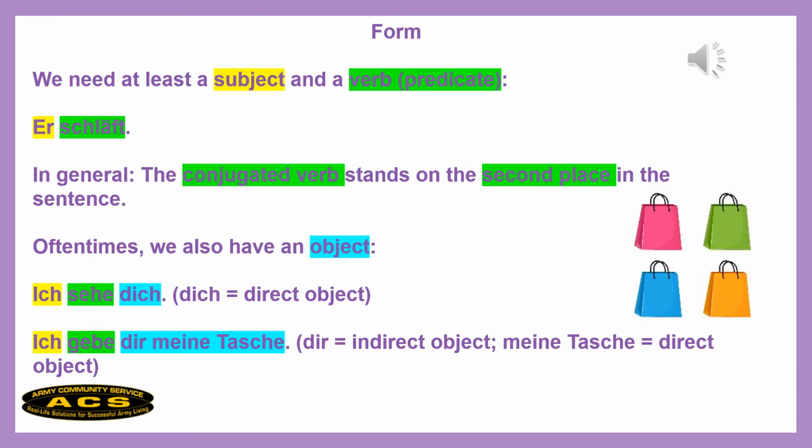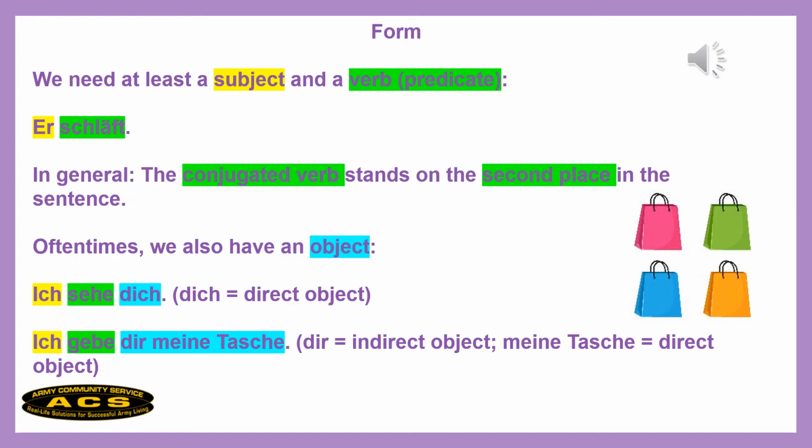To build a grammatically correct statement or sentence in the German language, we need a subject and a verb or predicate. So the example sentence, er schläft, has a subject, er, and a verb, schläft, he sleeps. In general, the conjugated verb stands on the second place in the sentence. So er is the first place, schläft is the second place, comes right after the subject in this case.